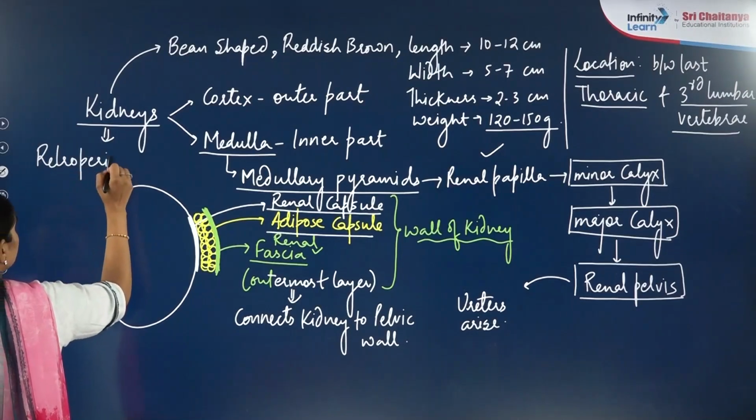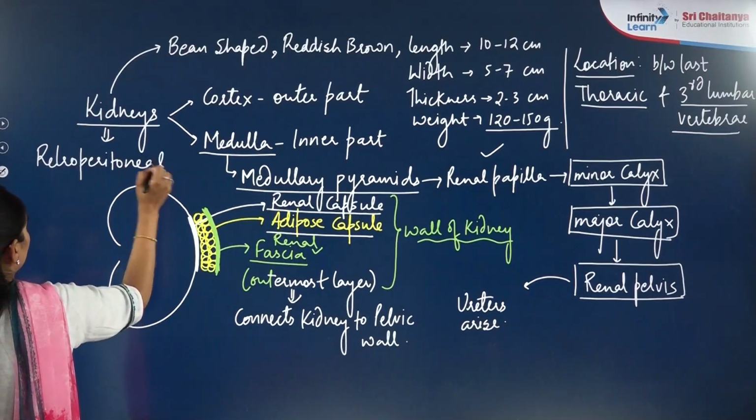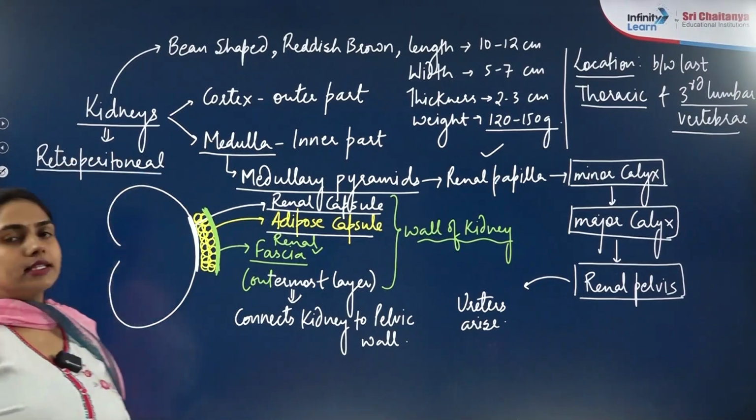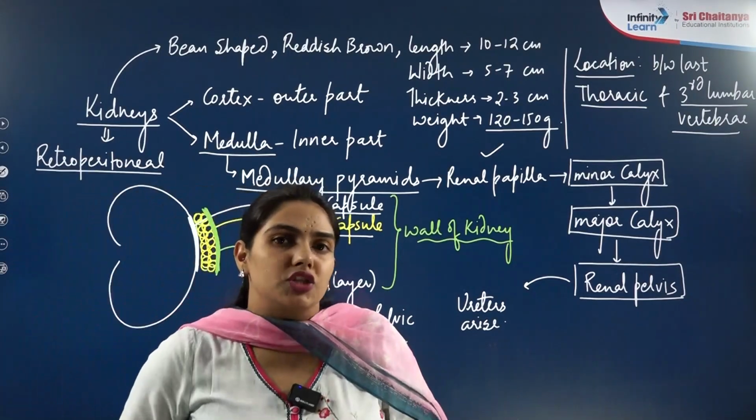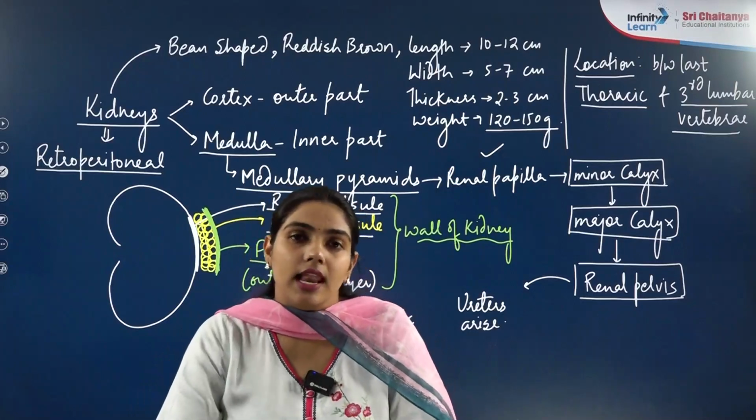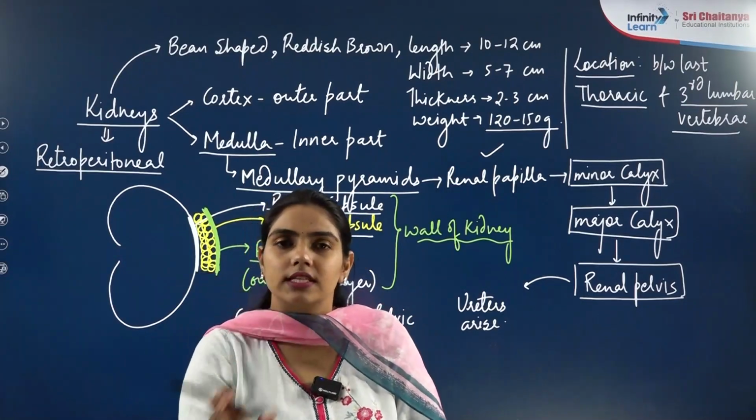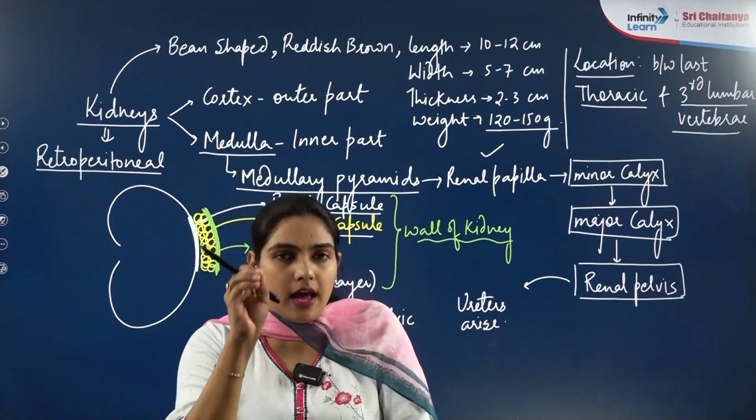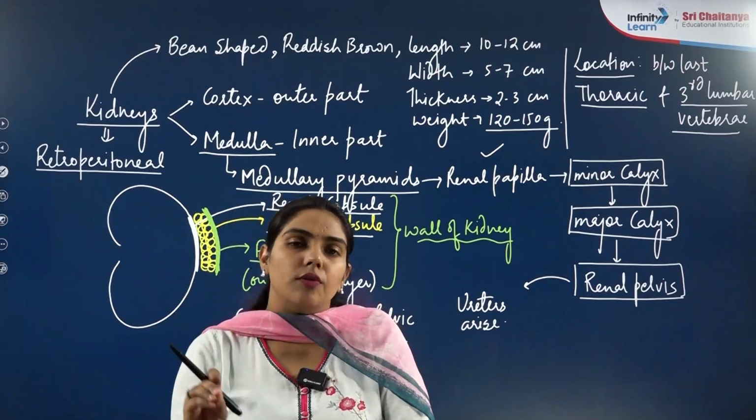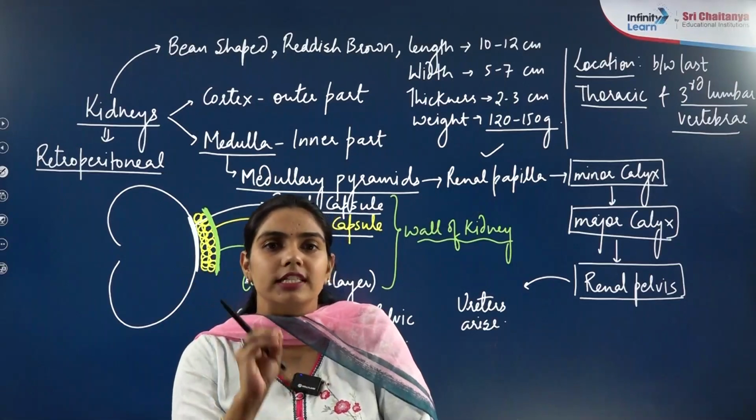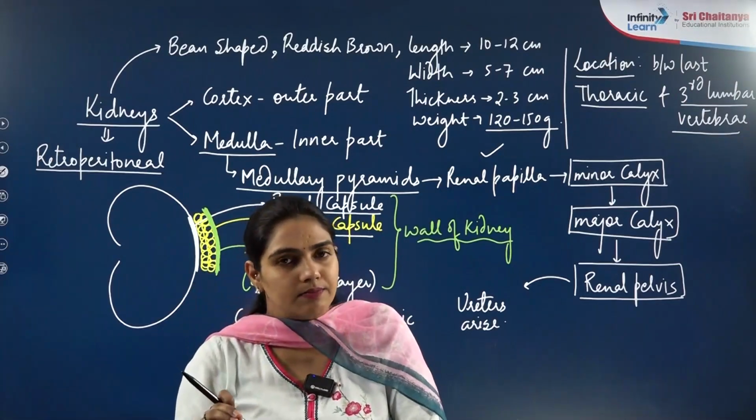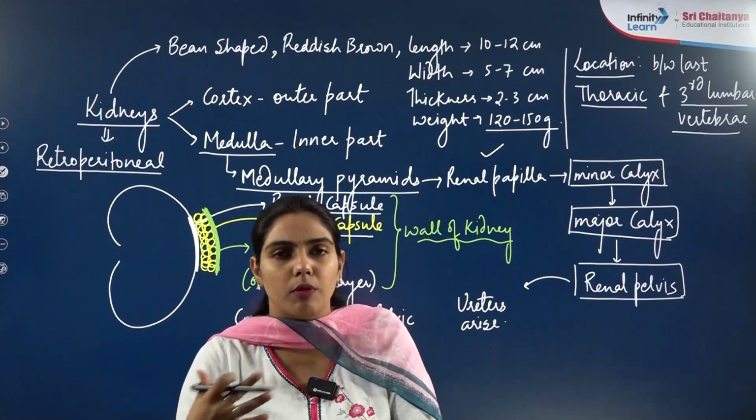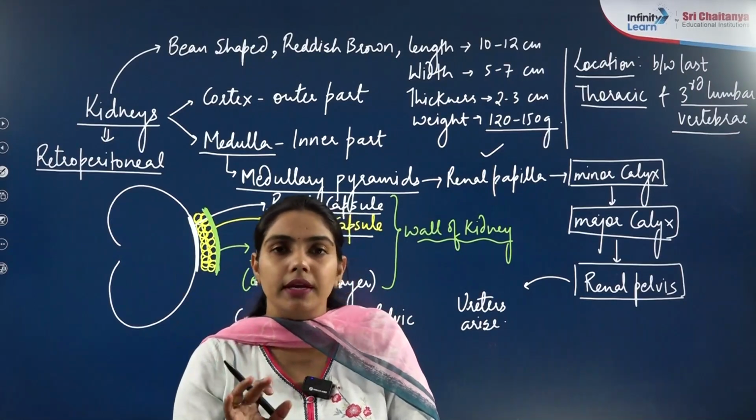Retroperitoneal. What is the meaning of this term retroperitoneal? Kidneys are retroperitoneal in arrangement. What is the meaning of this line? Let me explain this now. Do you know that every organ of your body has a covering that is known as peritoneum, right? So, kidneys are also organs in your body and they are also covered by peritoneum.